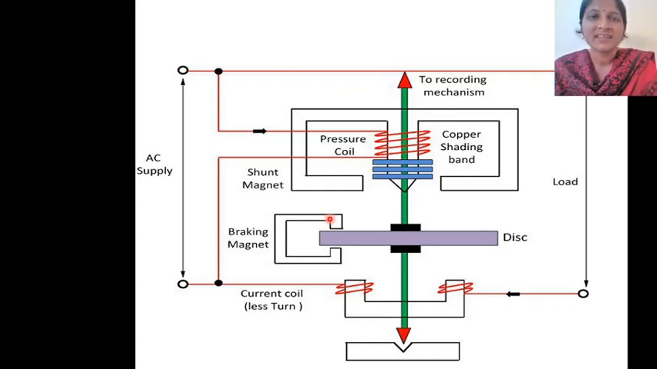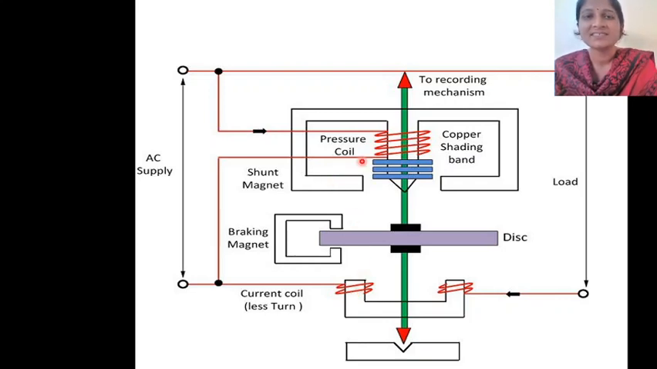So how many parts are there? There are four major parts. The first one is the driving system. Driving system means the shunt magnet and the series magnet. On the shunt magnet there is the pressure coil. On the series magnet there is the current coil. Okay, this is the driving system.